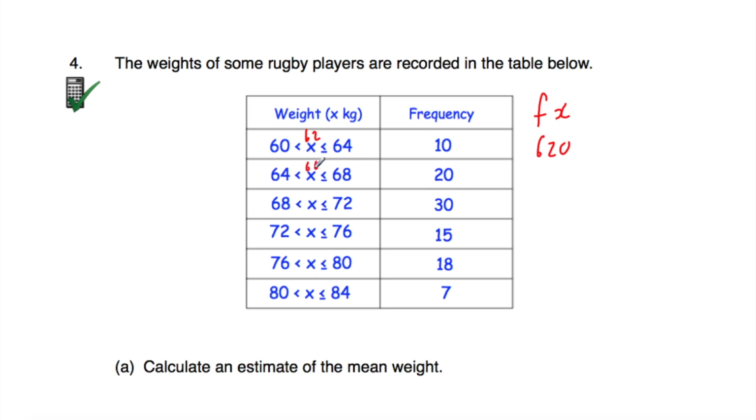So we're going to do 66 times 20. We're going to do 70 times 30. We're going to do 74 times 15. We're going to do 78 times 18. And we're going to do 82 times 7. So let's do that now.